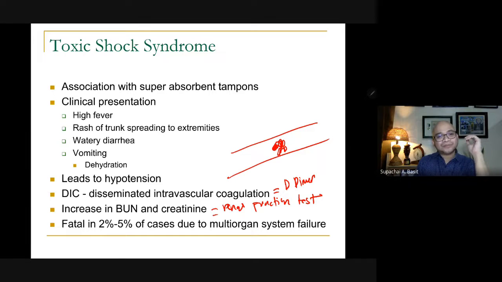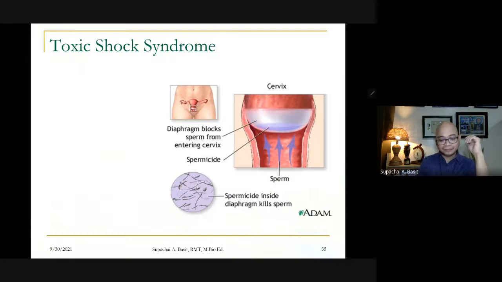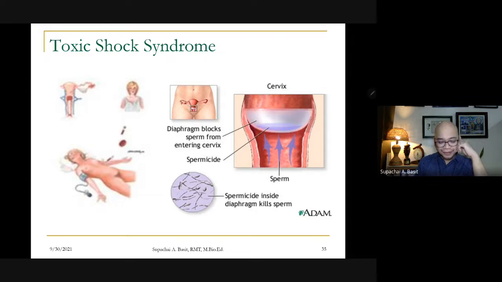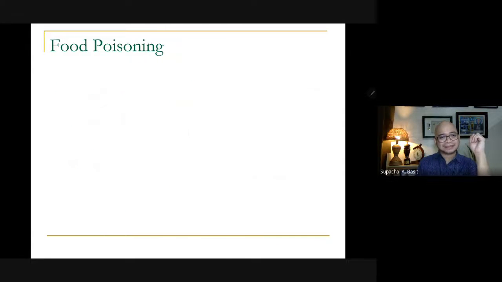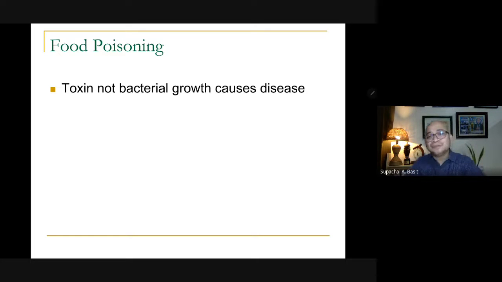Fatal in 2 to 5% of cases due to multi-organ system failure, particularly if the kidneys have failed already. So this became fatal. Toxic shock syndrome may also be associated with using, of course, a diaphragm, and mostly tampons. And then food poisoning.